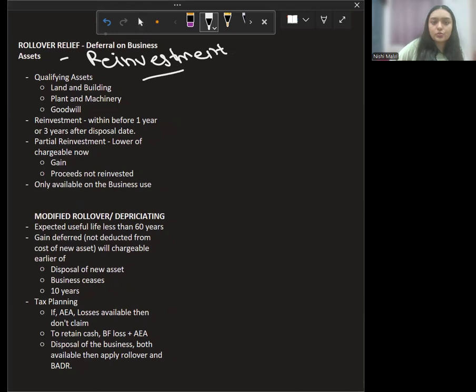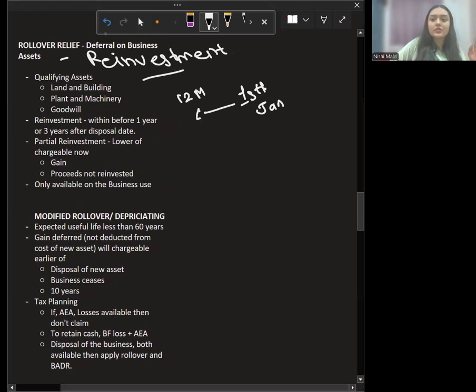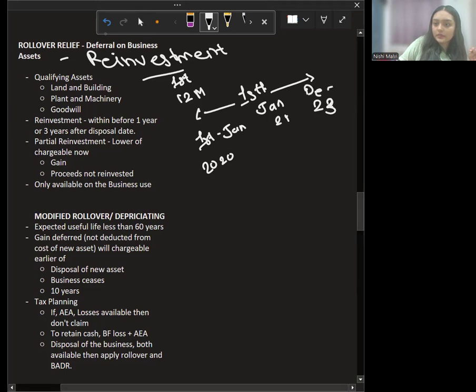So let's suppose you disposed of an asset on first Jan 2021. The reinvestment window is 12 months back, which is first Jan 2020, and 3 years after the disposal date, which is 2023 December 31st.